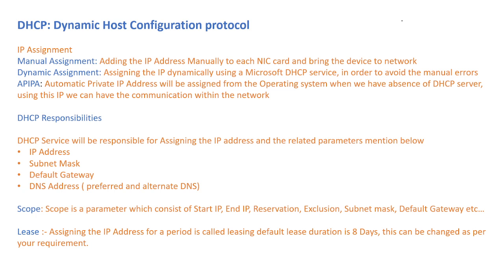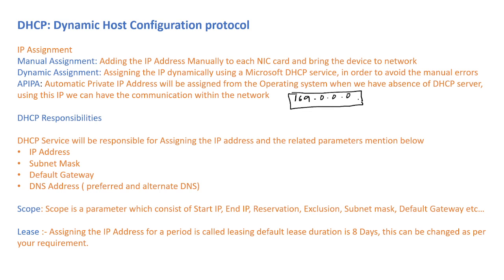That IP address starts with the range of 169. The APIPA range will start with 169.0.0.0. If an IP address begins with 169, that is called the APIPA range. Now you know there are three ways of assignment. One is manual, another is dynamic, and the third is APIPA, which is assigned by the operating system in the absence of the DHCP server.